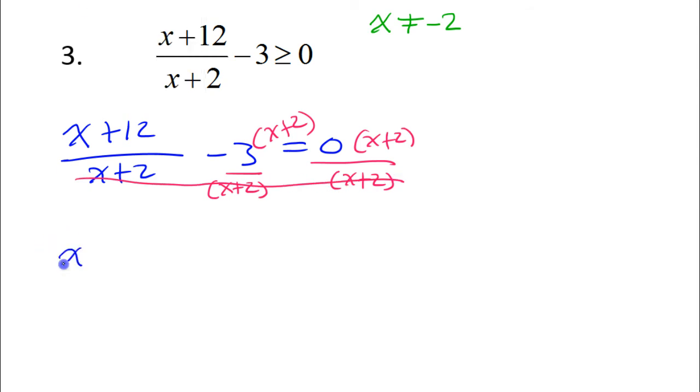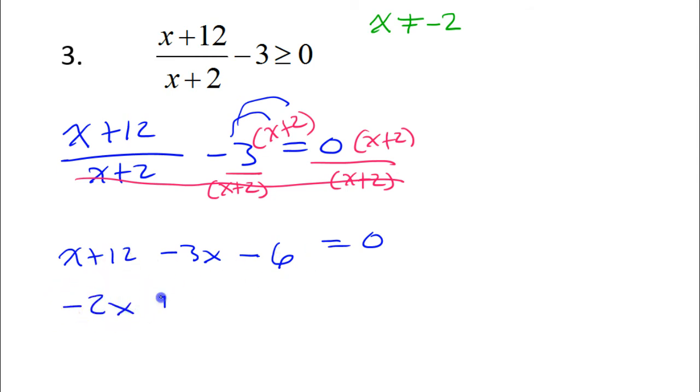So I'm going to have x plus 12. Now, when you distribute this, you're distributing -3, not +3. So this will be -3x minus 6, is equal to 0. Like terms, so x and -3x, that's -2x. 12 and -6, that's +6, is equal to 0.